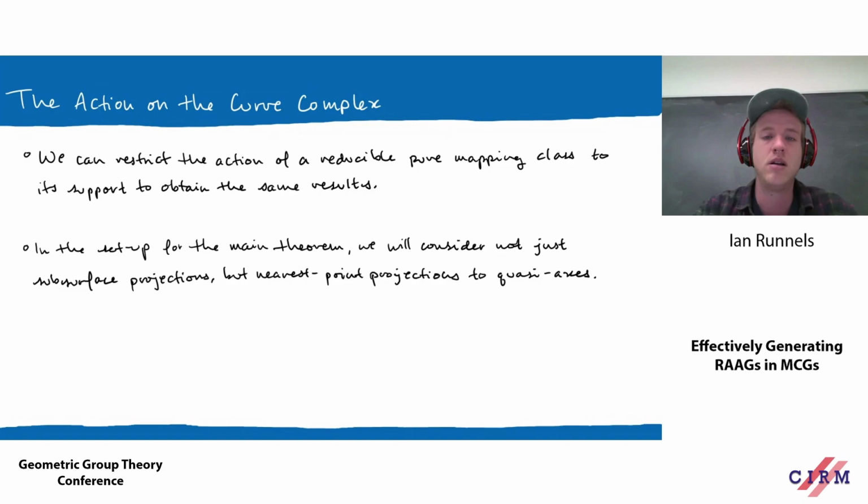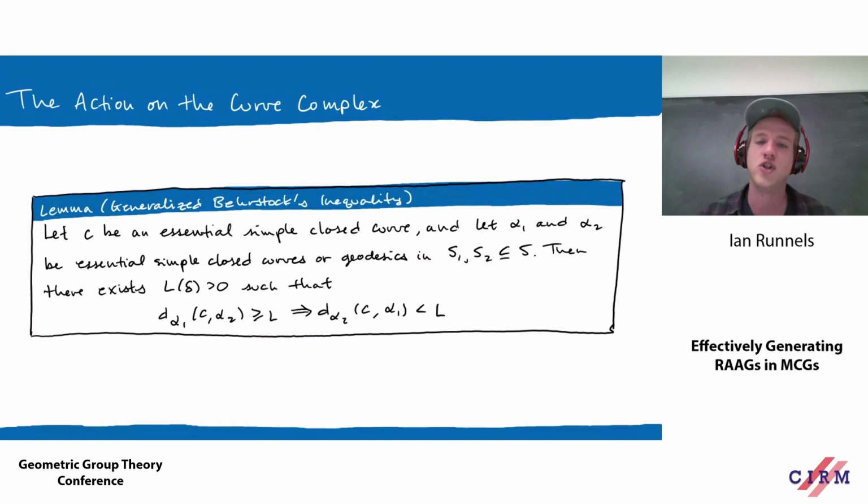And in order to make all this work, I need something that is slightly more general than the Behrstock inequality, which is the following. And this is just the Behrstock inequality for not just subsurface projections, but projections to geodesics, these nearest point projections that I'm going to be using. So here's the statement. It just says that if a curve has big projection along one axis relative to another axis, then if I switch the roles of the axes, the projection must look small. So it really is a generalization of Behrstock's inequality to this case.